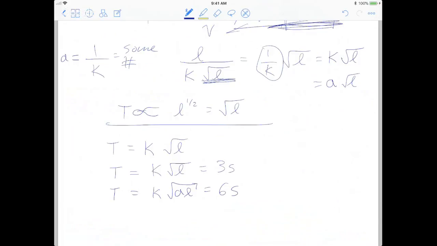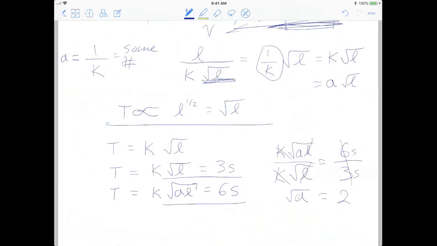Well, these things are equal, and these things are equal, so I can divide their sides, and the ratios will still be equal. I'm going to shorten the steps a little bit by dividing this way. My K's cancel, my square roots of L cancel, and this becomes 2. So I end up with the square root of a is 2, or a equals 4. So that's how that problem goes, guys.